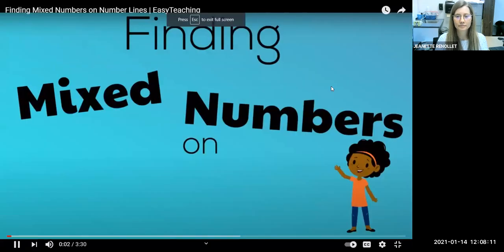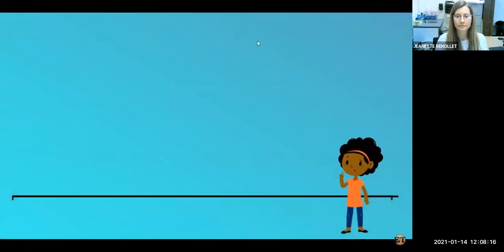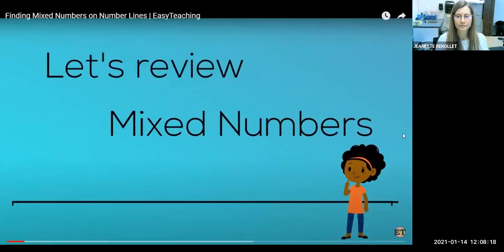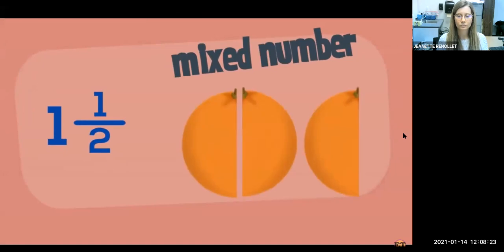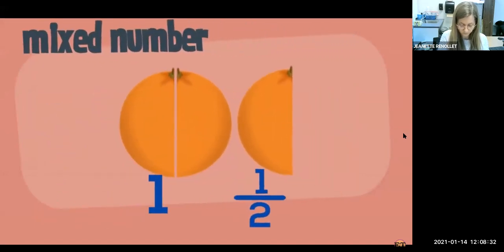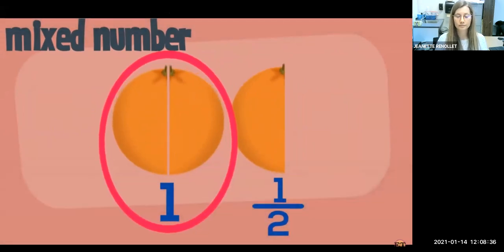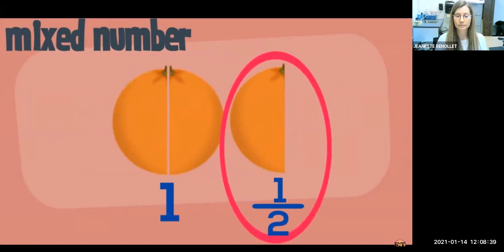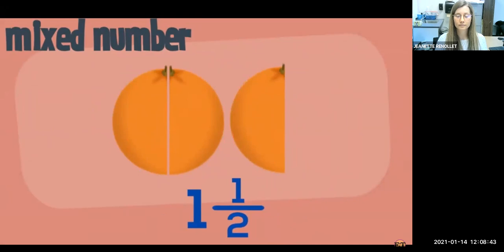Finding mixed numbers on number lines. Before we get to number lines, let's quickly review what mixed numbers are. This is a mixed number. It's called a mixed number because it's a mix of a whole number and a fraction. In this example, how many wholes do we have? 1. How many extra halves do we have? 1. The mixed number is 1 and 1/2.